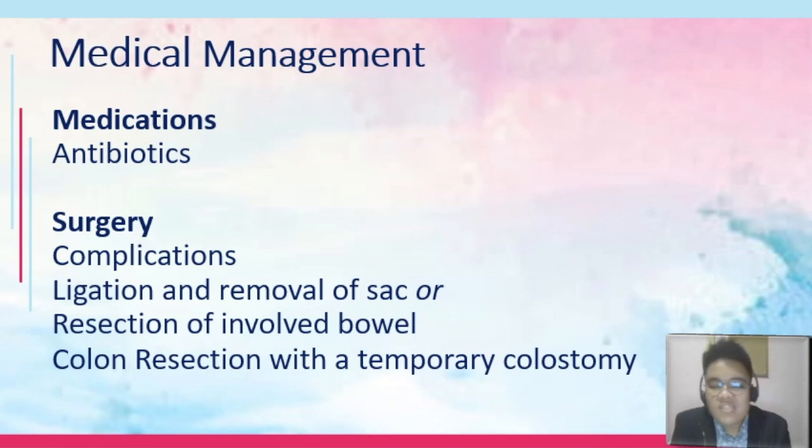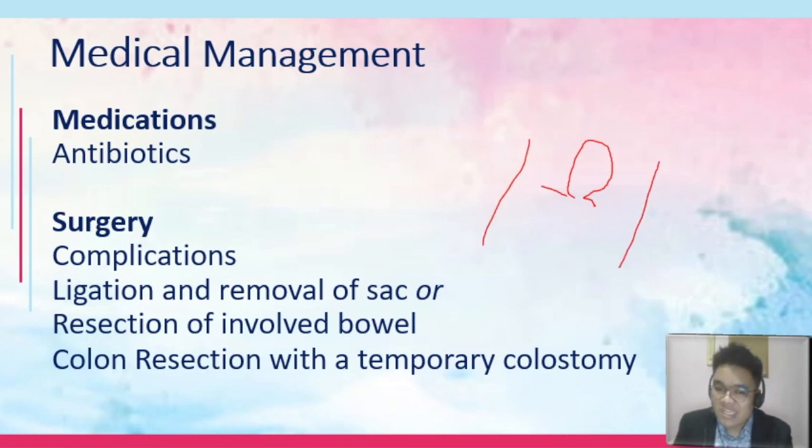Surgery is done if there's presence of complications. Usually it involves ligation and removal of the sac or resection of the involved bowel. Meaning it is possible that the outpouching that your patient had will be removed. This outpouching will be ligated and removed. Or if not, the colon where the outpouching is will be cut, involving resection of your involved bowel. And then colon resection with a temporary colostomy for that matter.